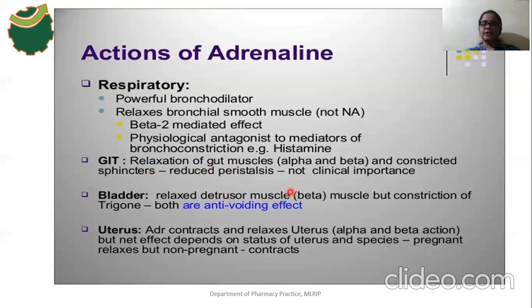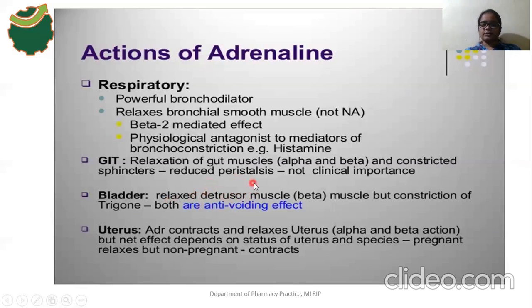Okay, but the final effect of adrenergic drugs on the GIT is a relaxant effect. Next, the effect on the bladder. There is relaxation of the detrusor muscles, which are present in the urinary bladder.